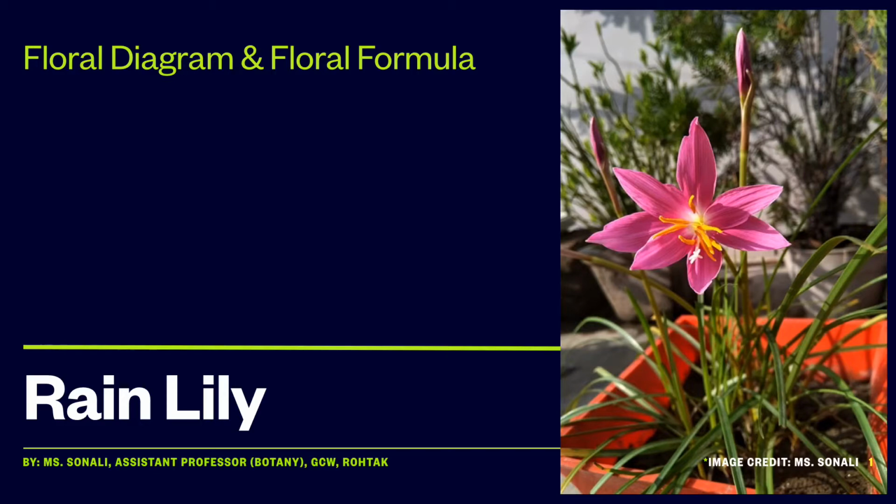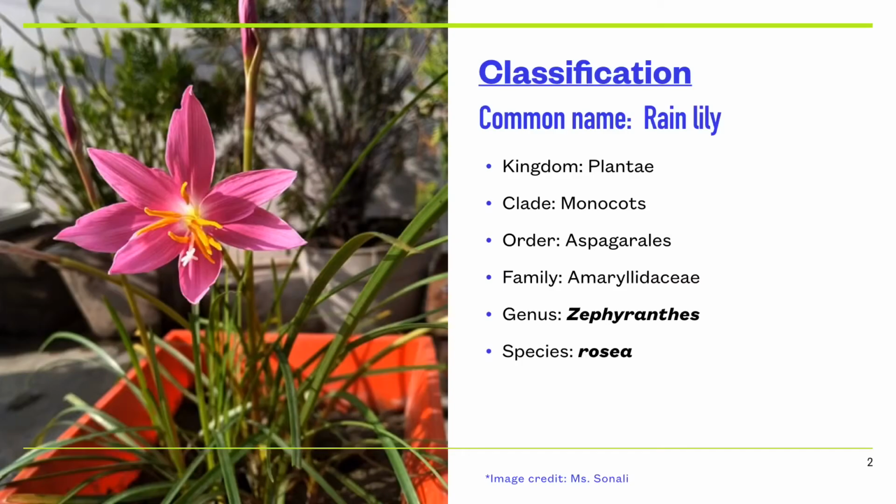In this video, I will be talking about a very beautiful flower, lily, and to be very specific, rain lily, its floral diagram and floral formula. Now from its name, you might have already got an idea about the habit of this plant. It is an herbaceous plant which grows in tropical conditions and blooms in rains.